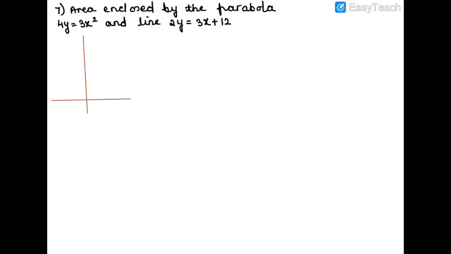Find the area enclosed by the parabola 4y is equal to 3x square. So ये एक पैराबोला है और एक लाइन है. Now this is very important. तो ये पैराबोला कहाँ खुलता है? ऊपर की तरफ ऐसे.